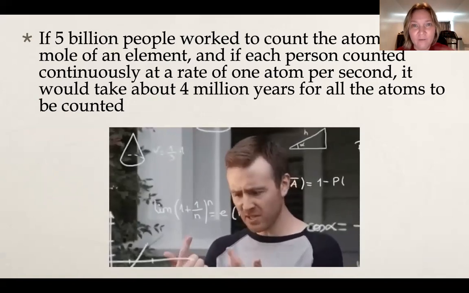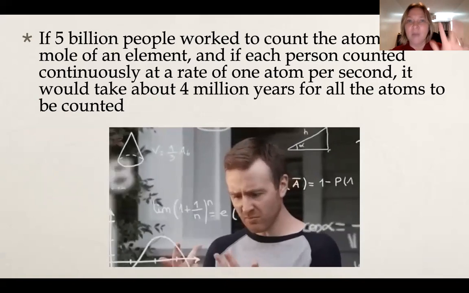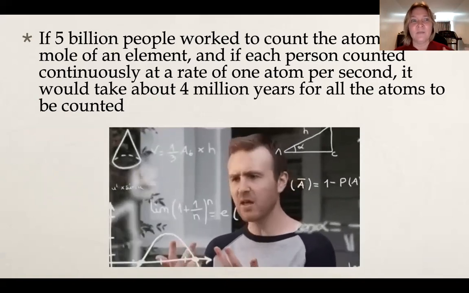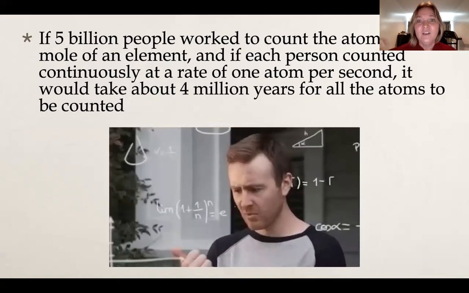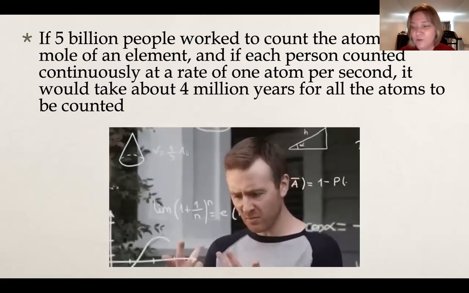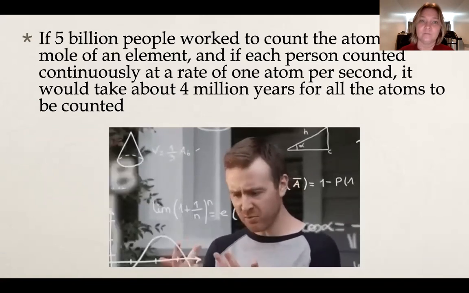So think about every single second. 1001, 5 billion atoms. 1002, 10 billion atoms. 1003, 15 billion atoms. Doing that for 4 million years, then you would get to Avogadro's number.